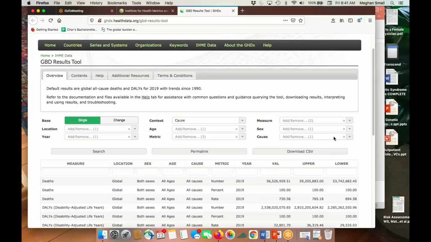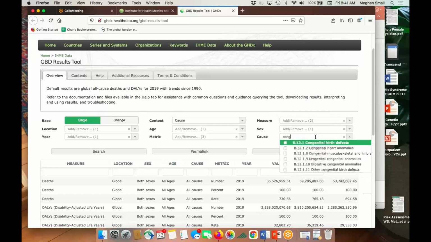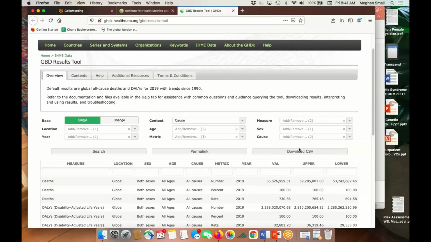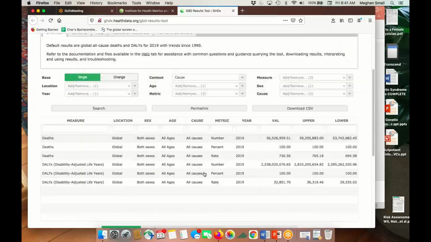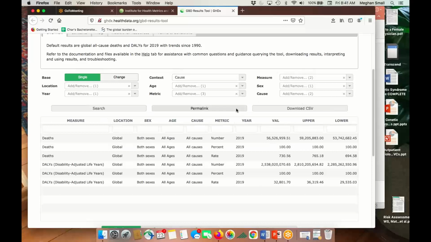And then the cause of death you would put in here, which is, you can really just type in congenital and find congenital heart anomalies and search based on this. And the nice part is that you can either just search on the page here and it'll spit out the numbers down here for the values you're looking for with the confidence intervals. You can create a link to it, so it'll give you a link that you can copy and then go back to or paste somewhere.